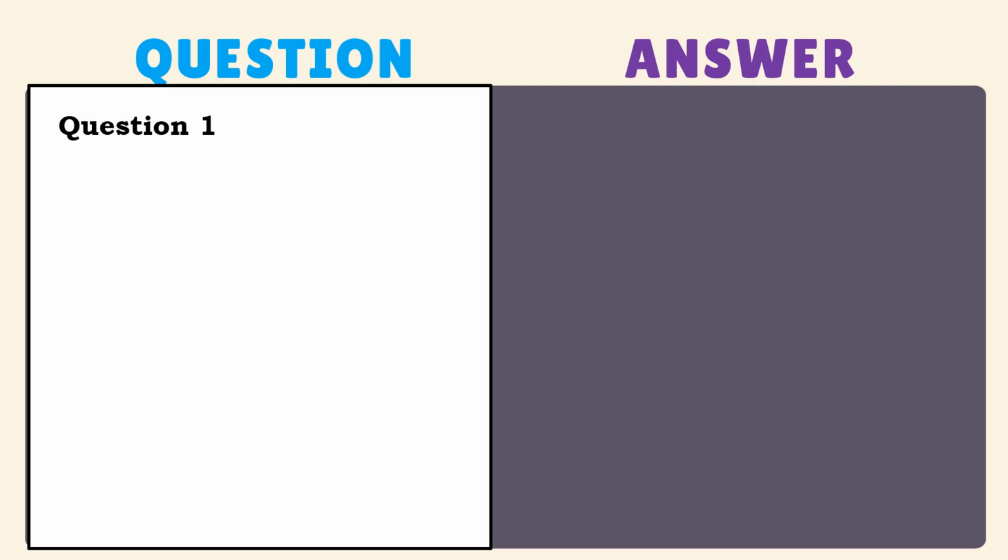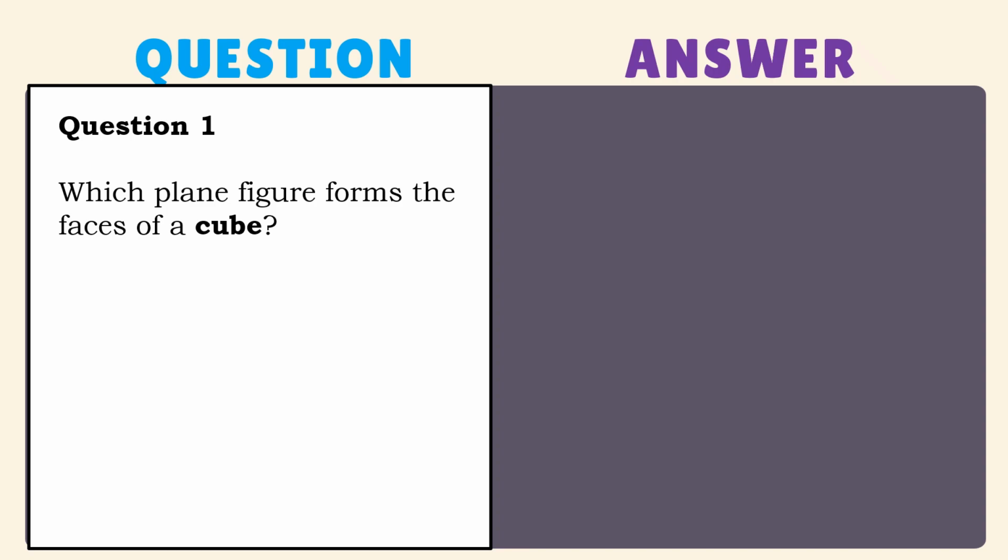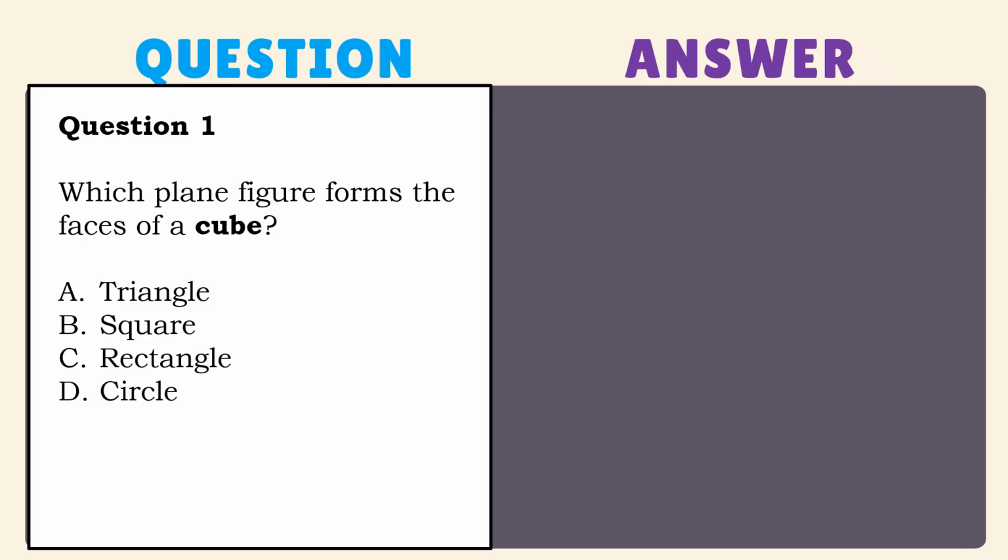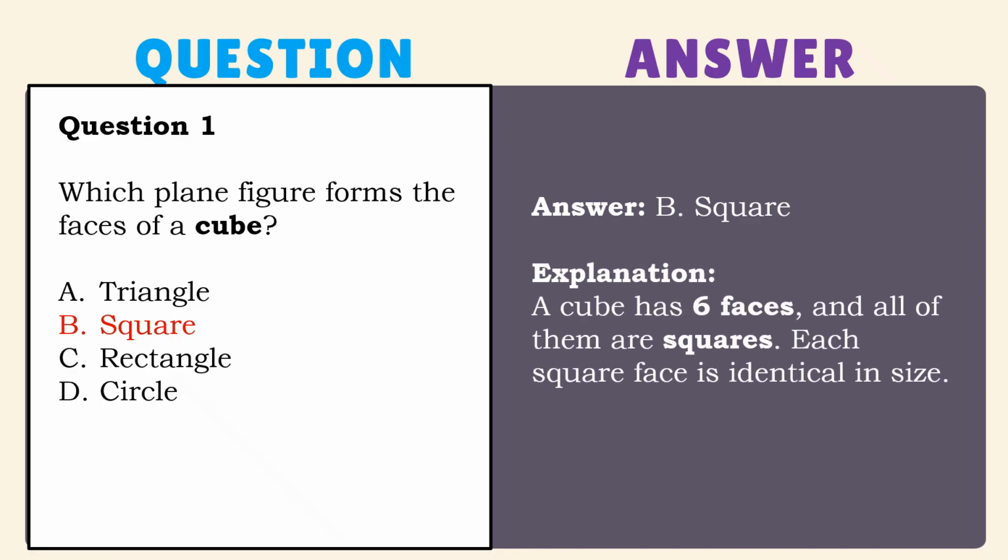Question number 1. Which plane figure forms the faces of a cube? A. Triangle, B. Square, C. Rectangle, D. Circle. What do you think the answer? Alright, the correct answer is letter B. Square. A cube has 6 faces, and all of them are squares. Each square face is identical in size.